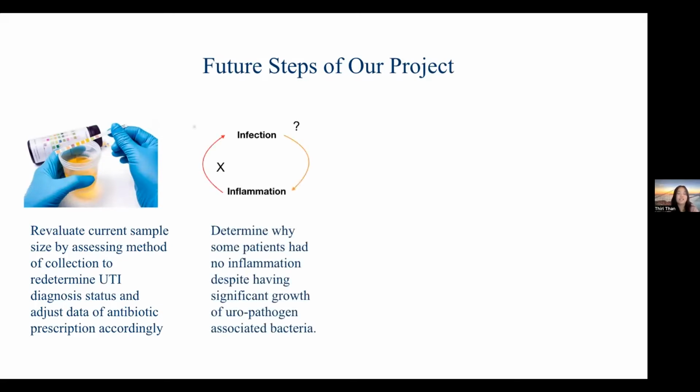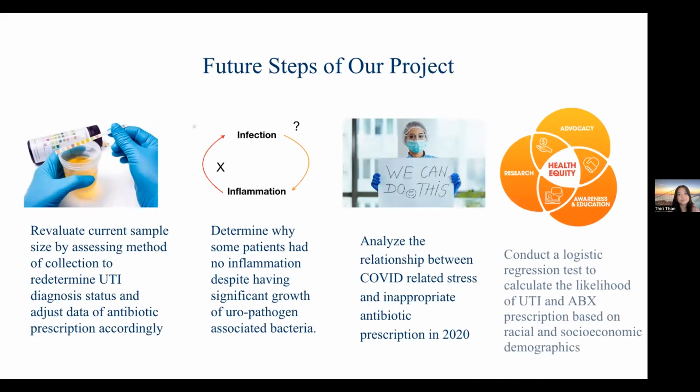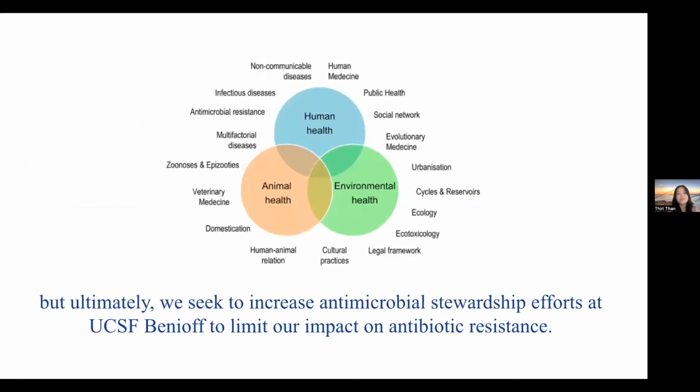We also want to see why some patients had no inflammation despite having significant growth of uropathogen-associated bacteria. We also want to analyze the relationship between COVID-related stress and inappropriate antibiotic prescription in 2020. And lastly, we would also like to decrease health disparities by calculating the likelihood of UTI and inappropriate antibiotic prescription. Ultimately, we seek to increase antimicrobial stewardship efforts at UCSF Benioff to limit our impact on antibiotic resistance following the One Health model.